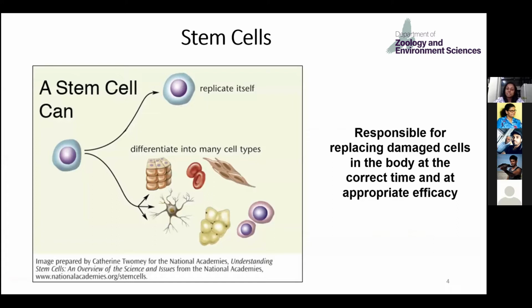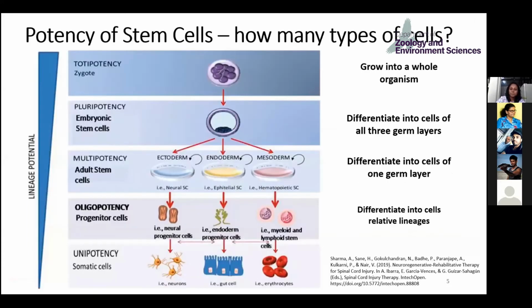So a stem cell is characterized by two main characteristics. They can replicate themselves, that is to make a similar version of themselves, and also they can differentiate into many cell types. And depending on their potency, or how many types of cells they can make, these stem cells are categorized.